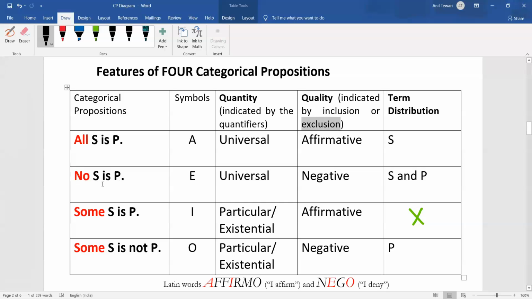So no S is P, no cats are dogs, no cats are cows, right? You can cite such examples. So you are saying that no member of the subject class is a member of the predicate class, right? And they are completely excluded. The members of the subject class are completely, entirely excluded from the members of the predicate class. So that is the relationship of exclusion. Then some members of the subject class are not members of the predicate class. So we call that a negative proposition, which talks about the exclusion of the members of the subject class. If it talks about complete exclusion, then it is universal negative. And if it talks about partial exclusion, then it is particular negative.